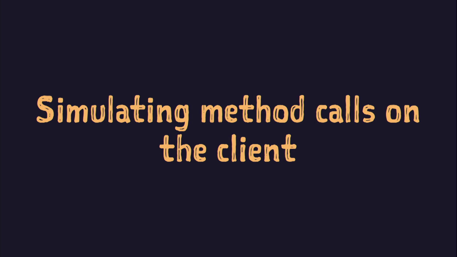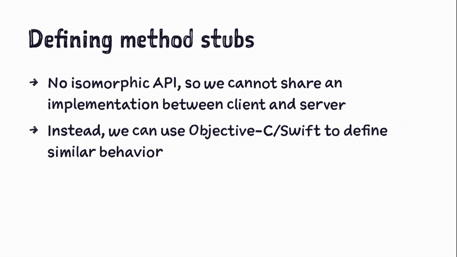How does it do that? Well, by simulating method calls on the client, by executing code that updates the database the same way your server code would do. And as Meteor developers, you're used to an isomorphic API. You use the same language, JavaScript, on the client and the server. Your database API is the same. And that means you can often share an implementation between client and server. You can't do that with Meteor iOS.